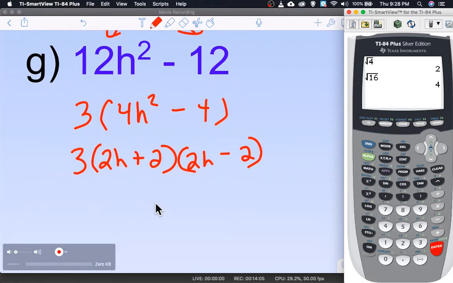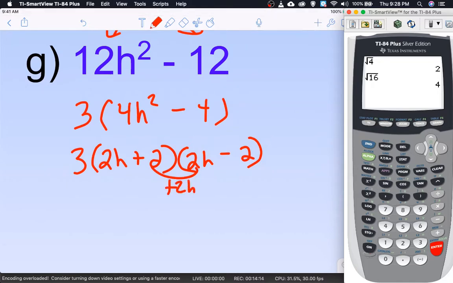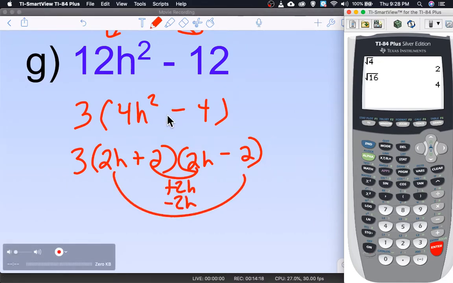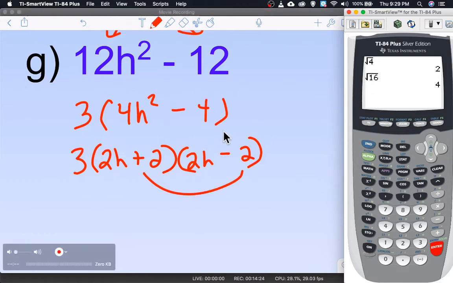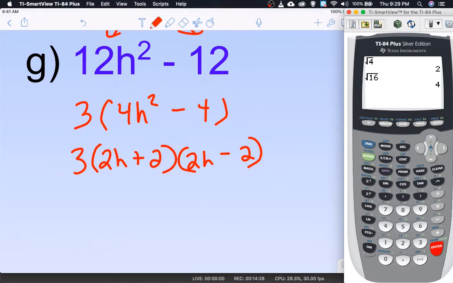So this is me checking. That is a 4h squared. We're good. That is a positive 2h. That is a negative 2h. They cancel. We're good. There's a 0h right here in the middle. This is a negative 4. We're good. So there we have factored this.